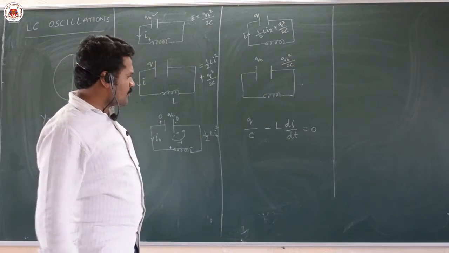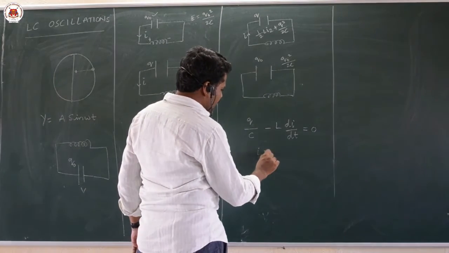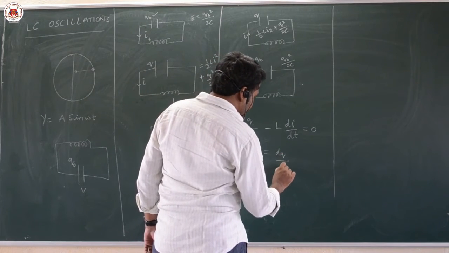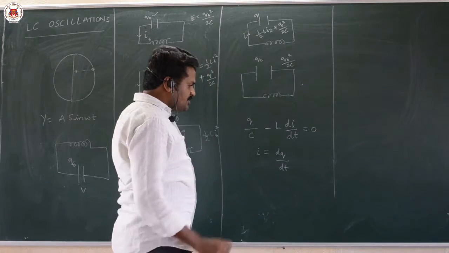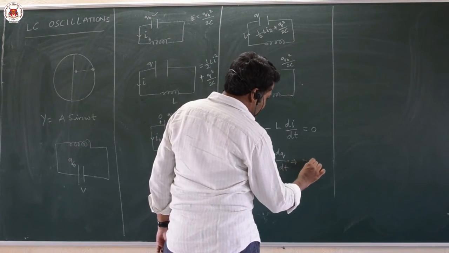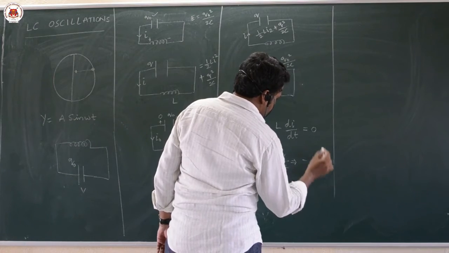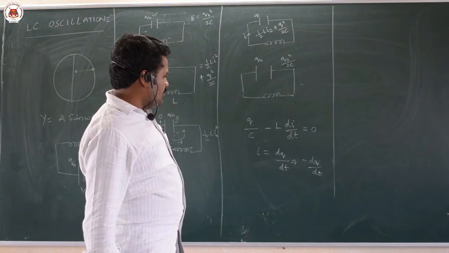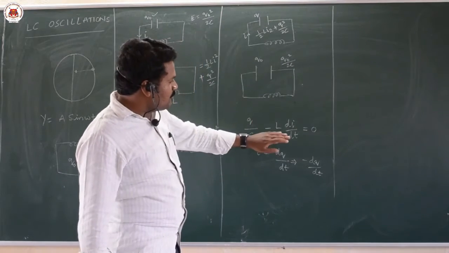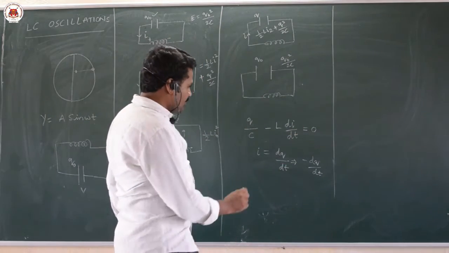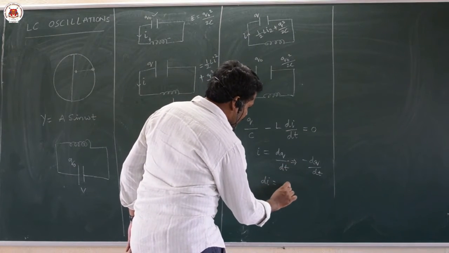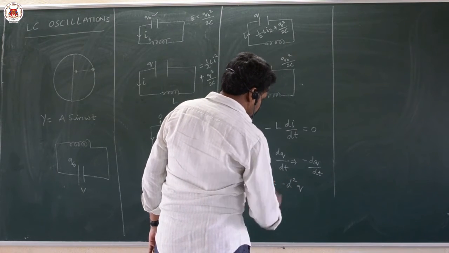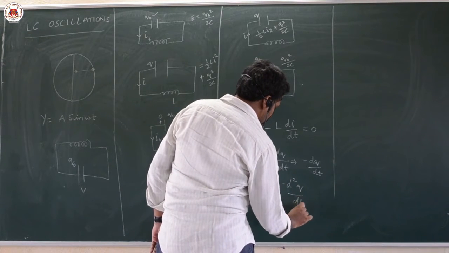Now current I is equal to dq by dt, because charge is changing. As charge is decreasing, I will write this as minus dq by dt. Now I want di, that means I have to differentiate this again. So what you will get, di is equal to minus d square q by dt square.